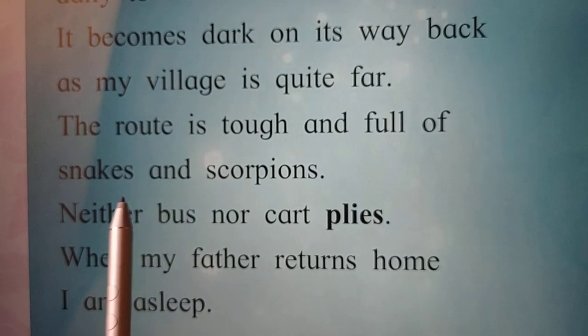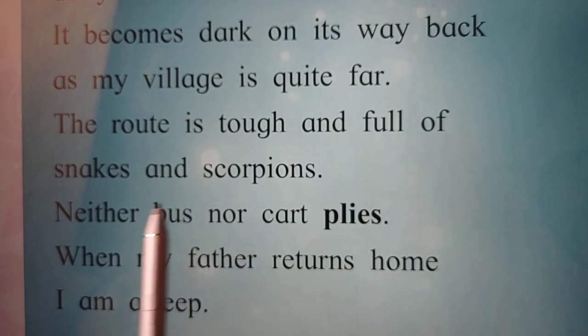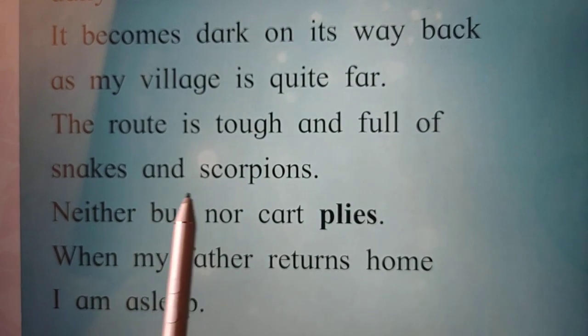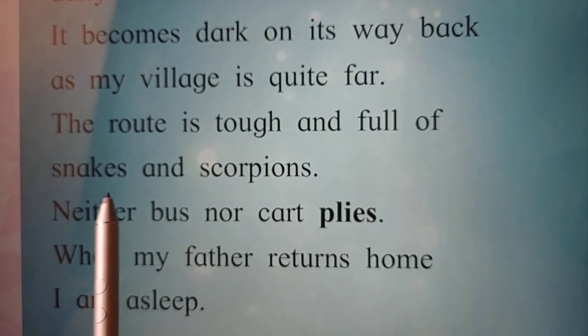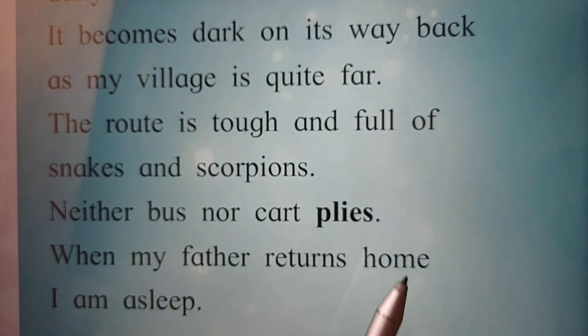This line of the stanza, that is, snakes and scorpions, has the figure alliteration because the letter S is repeated two times, means the sound of S is repeated two times here. That's why it includes the figure alliteration.